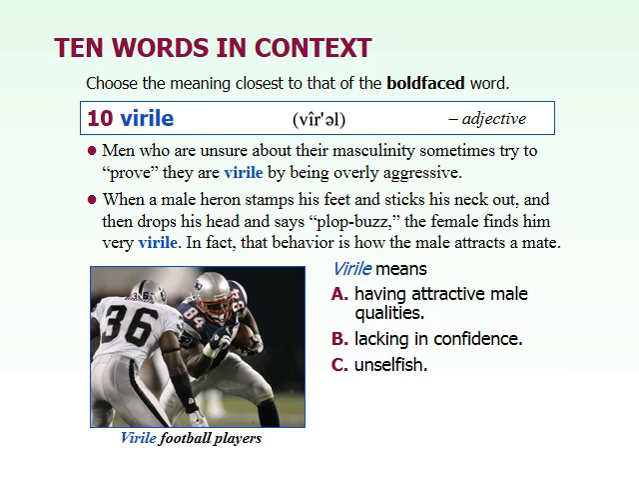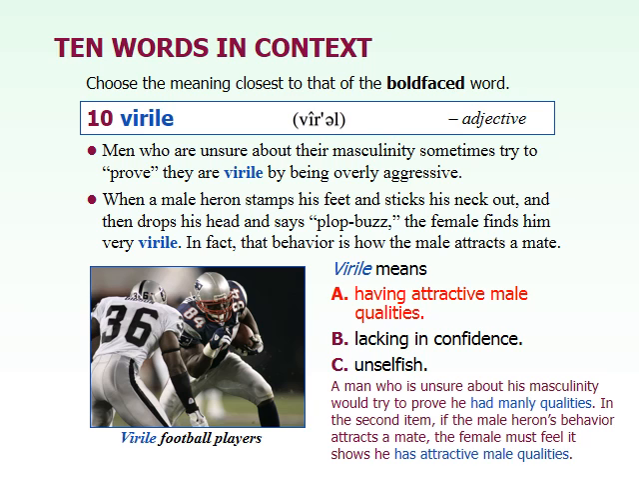Okay, and our last word here is virile. And virile is an adjective. Men who are unsure about their masculinity sometimes try to prove they are virile by being overly aggressive. When a male heron stamps his feet and sticks his neck out, and then drops his head and says pop, plop, buzz, the female finds him very virile. In fact, the behavior is how the male attracts a mate. Virile means having attractive male qualities.